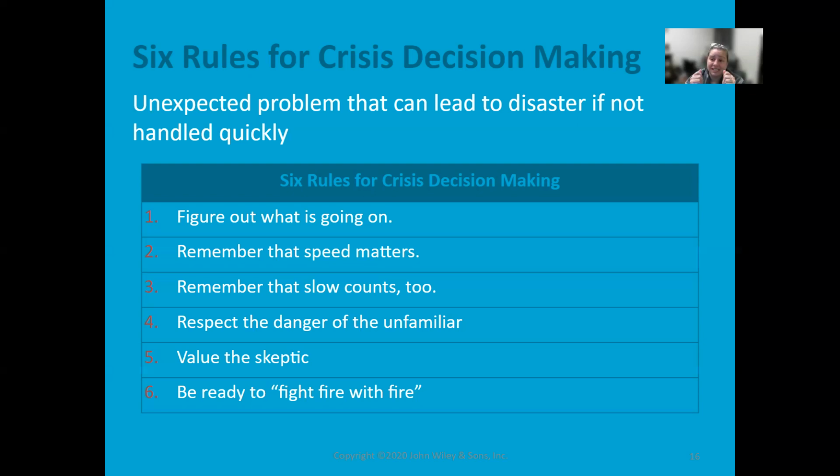We need to resolve this now. We don't have time to wait for this to become a forest fire. We need to fix the bonfire right now. So anyway, think about fighting fire with fire in that fashion. Okay, all right. That should wrap up chapter 4 for us.